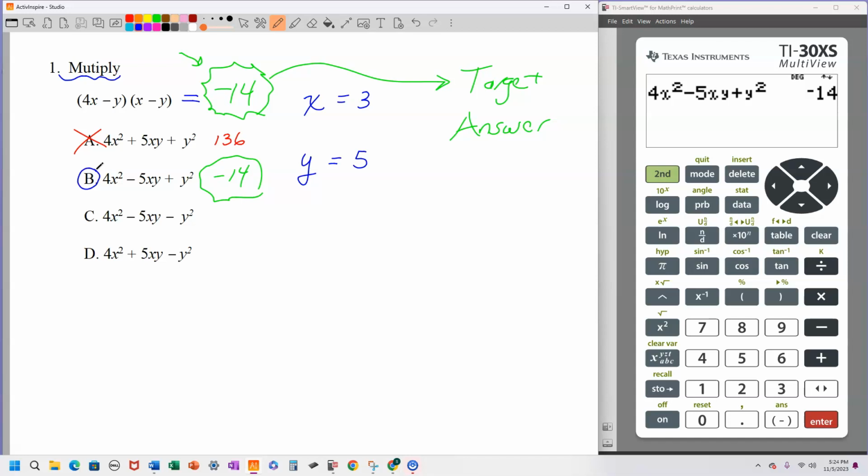Now, a lot of students asked me, what happens if you use different values for X and Y? You're still going to get B, and I'm going to show that to you. That's part of the reason I made this video. The previous video, I didn't show you that you could use different values and it would still work. The thing is, you'll get a different target answer. That's okay. You're still going to get B as your correct answer. That's what's so cool about this. So let's just start this over and use different values for X and Y.